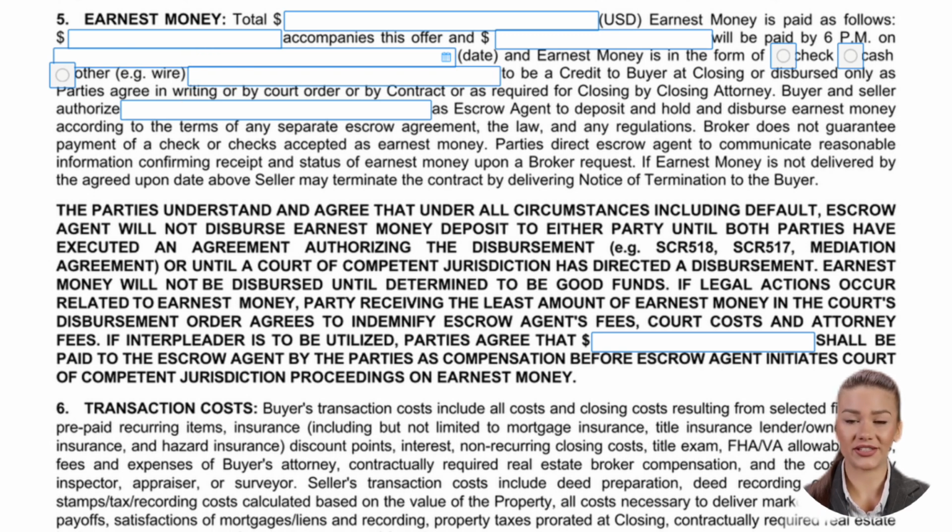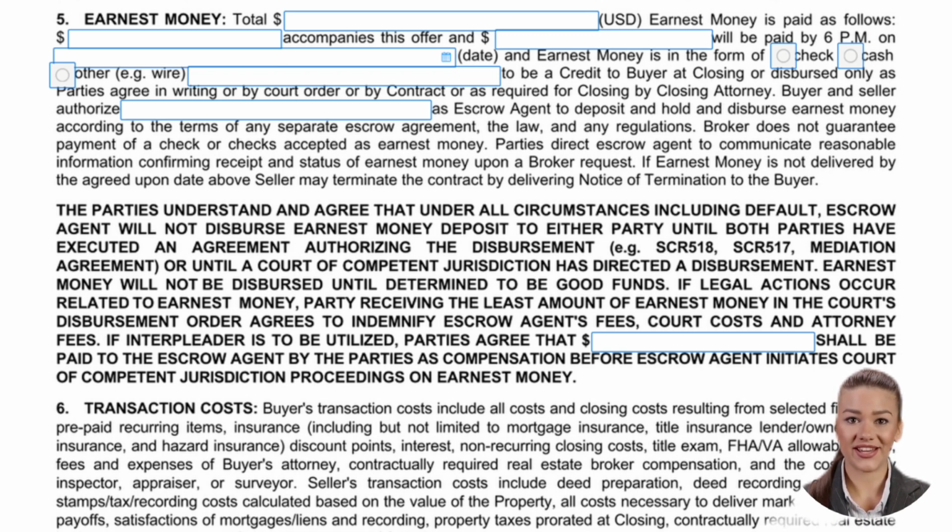It is also the buyer's agent's responsibility to confirm receipt of delivery and notify the listing agent of receipt or any issues with the delivery of the money. If the earnest money is not delivered by the agreed upon date, the seller may terminate the contract by delivering a notice of termination to the buyer.